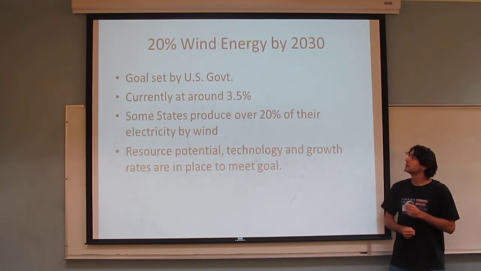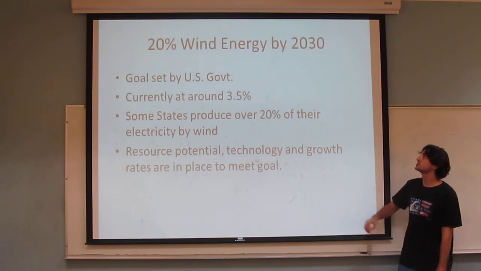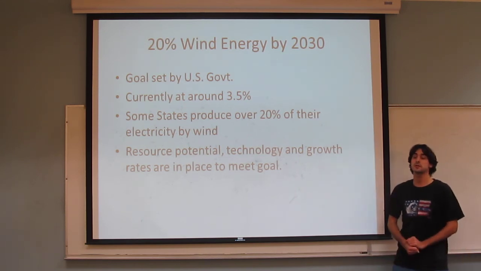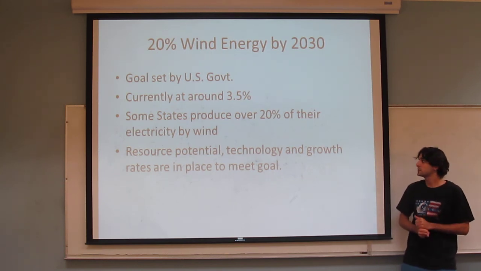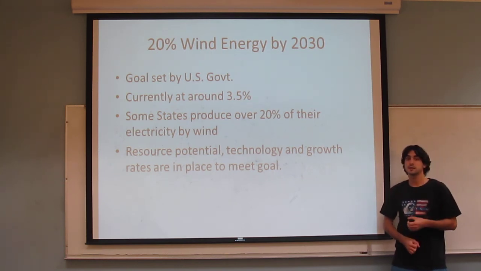However, the US government has set a goal in place to have 20% of our electricity to be produced by wind by 2030, and at this rate, we are going to meet that goal. Right now, we are only around 4%, but 20% is in the near future, and if we hit that mark, we will be a much cleaner society.